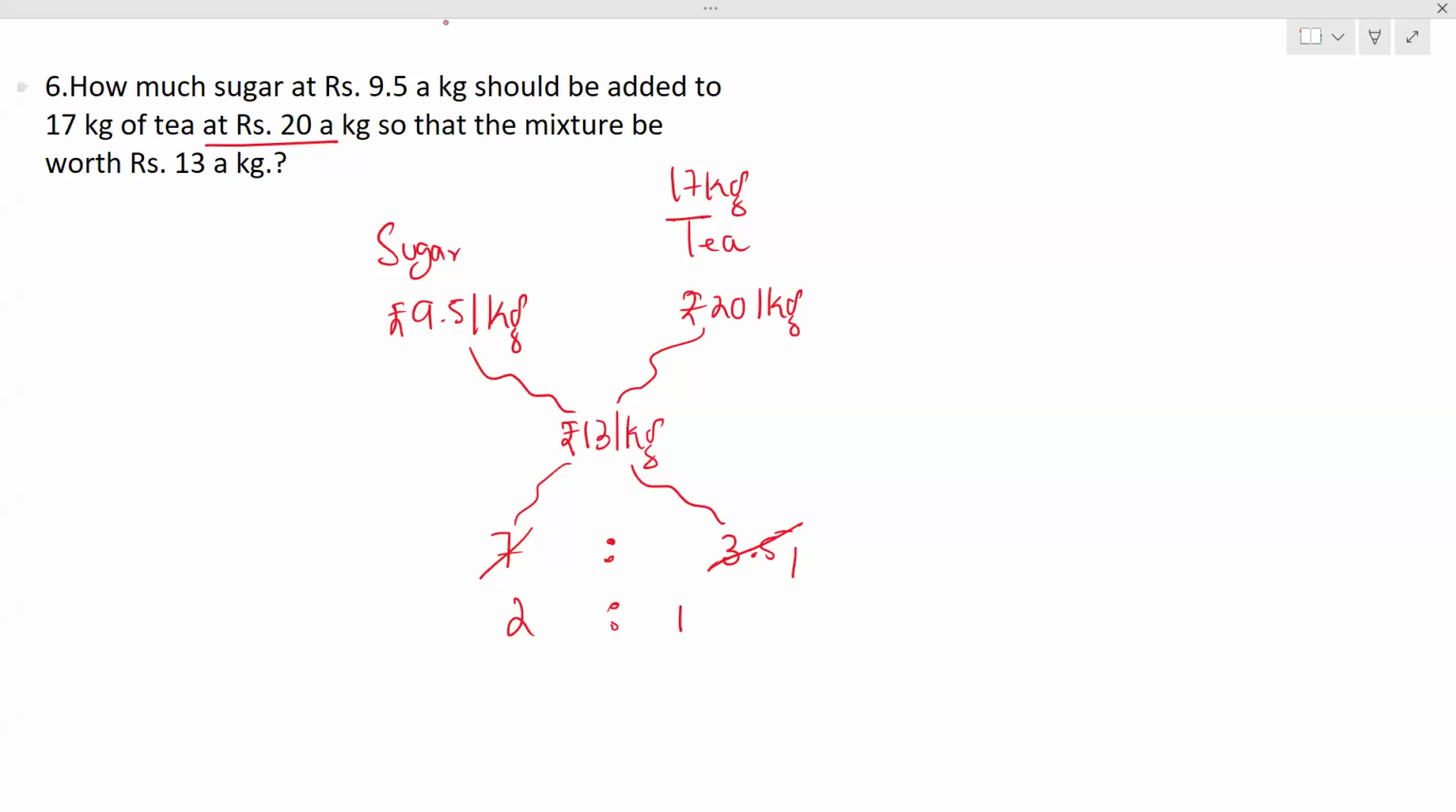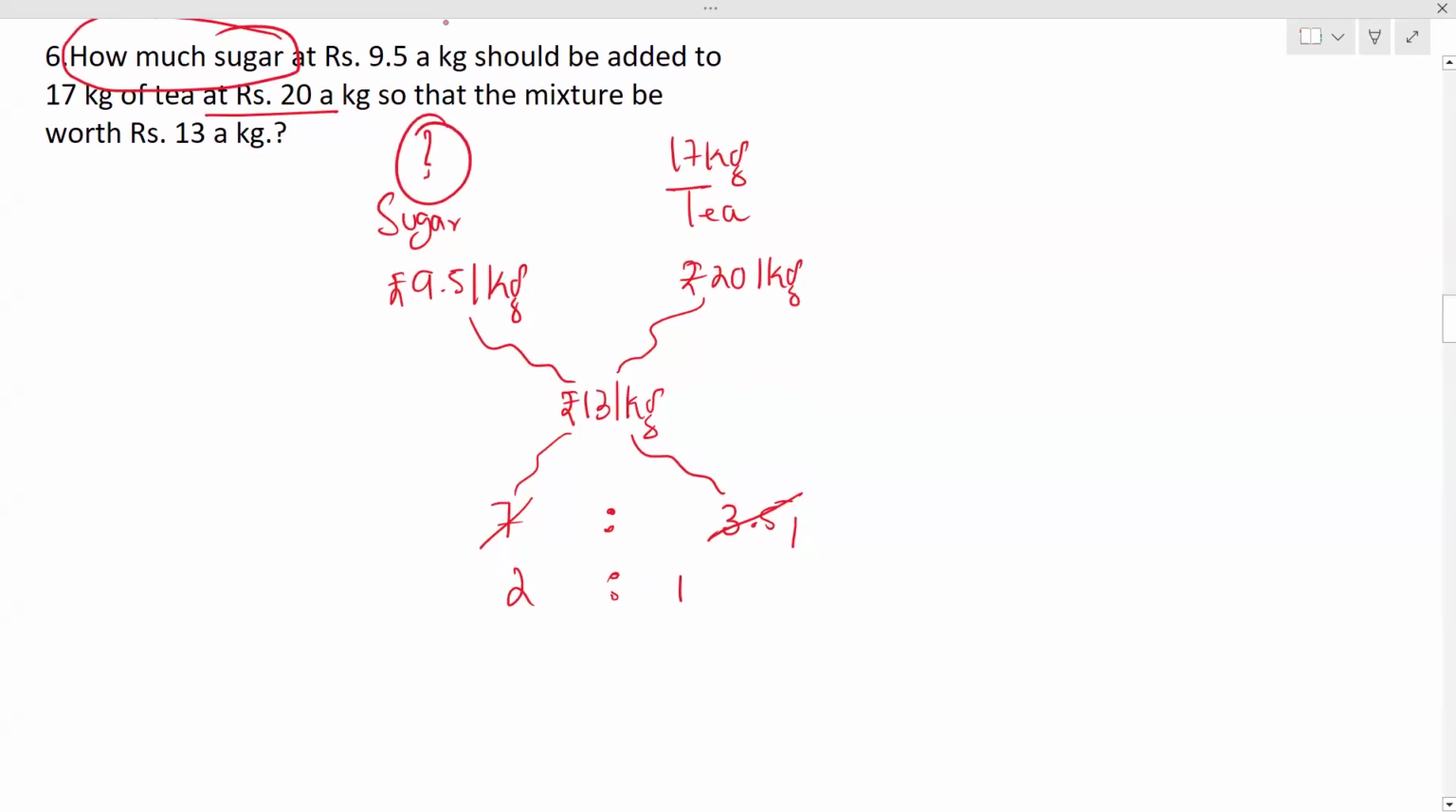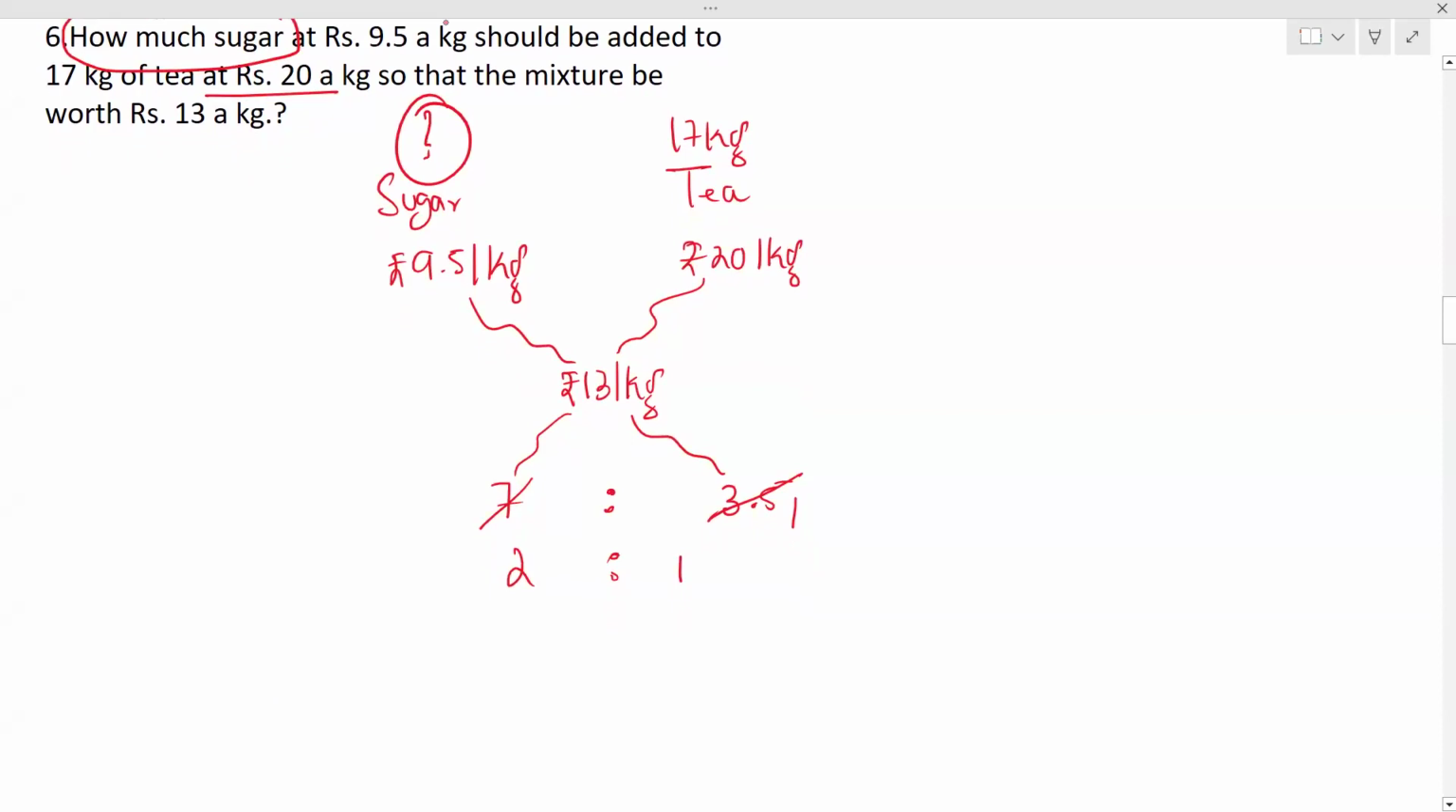How much sugar? I have to find out the quantity of sugar this time. What am I supposed to do? One part here is representing how many kg of tea? One part is representing 17 kg of tea. Meaning this one part is to be multiplied with 17. If in a ratio you multiply one side with 17, you have to multiply the other side also with 17. So sugar will be how much? 34 kg. Sorted. That's it.